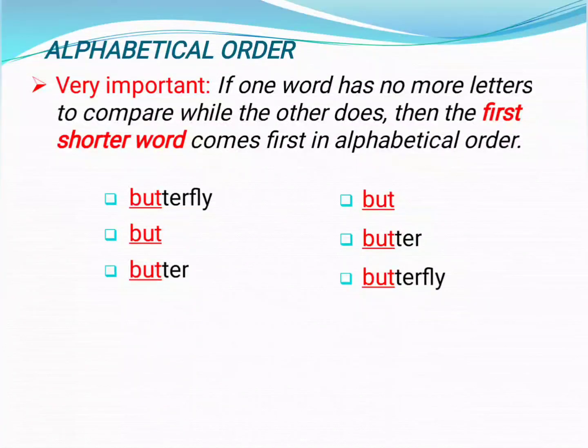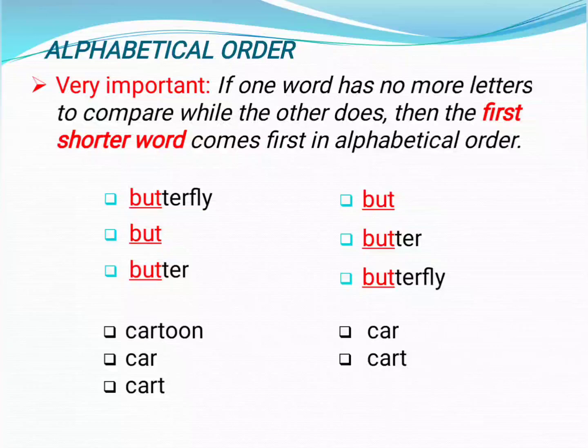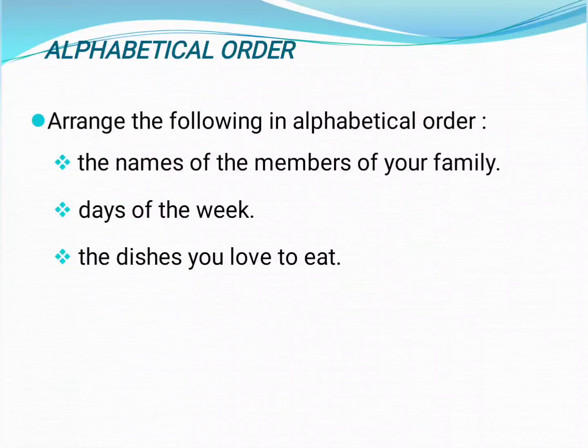Let's learn this with the help of another example. Cartoon, car, cart. Car will come at the first place, then cart and cartoon. Students, I hope all of you have learnt how we can arrange words in alphabetical order. Try to practice with the help of these examples. Thank you.